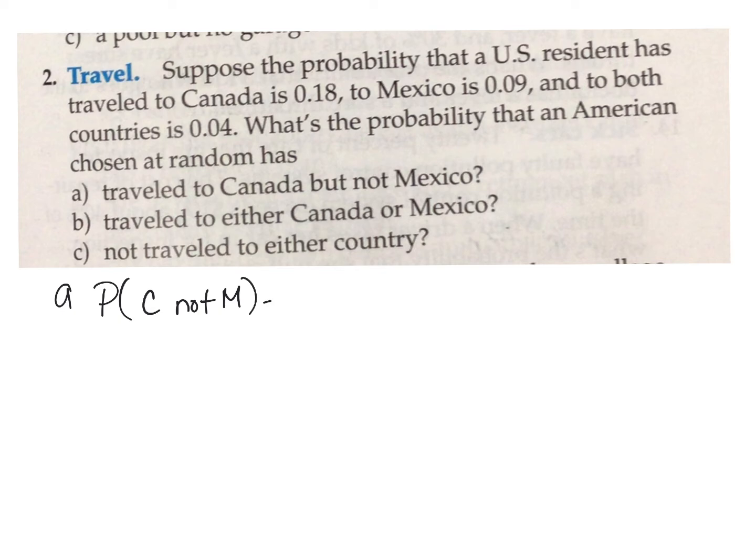Well, wouldn't that be the probability that they've been to Canada minus the probability that they've been to both? Right? That 4% is counted in the Canada numbers, but it's also counted in the Mexico numbers.